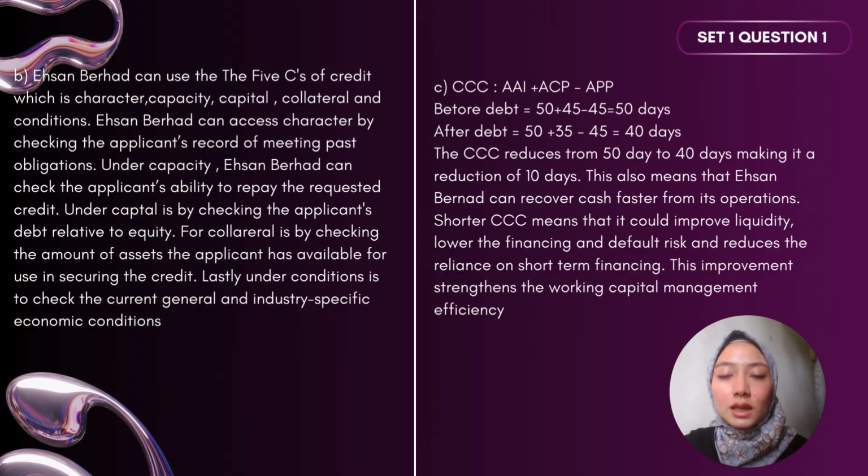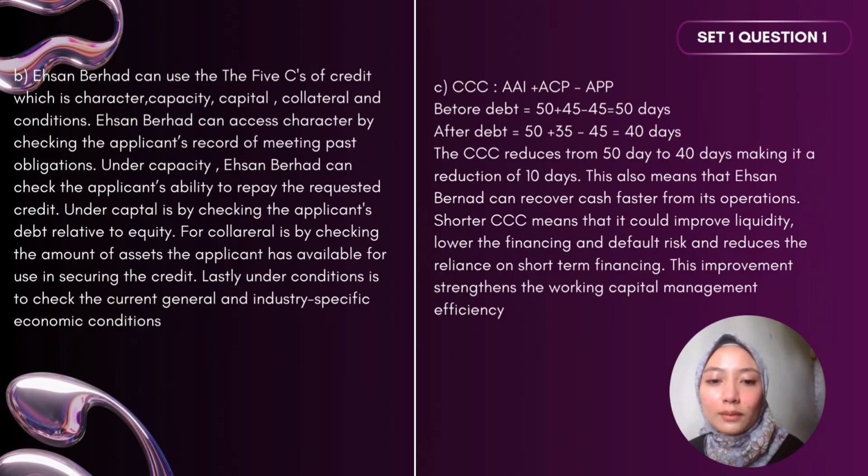So for C, calculate the cash conversion cycle of Asas Berhad both before and after implementing the debt collection arrangement. Explain the significance of any change in the cash operating cycle to the company's working capital management. To find this, we will need to calculate the cash conversion cycle, which is the AII plus ACP minus APP.